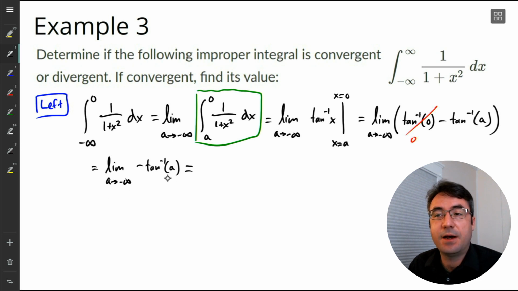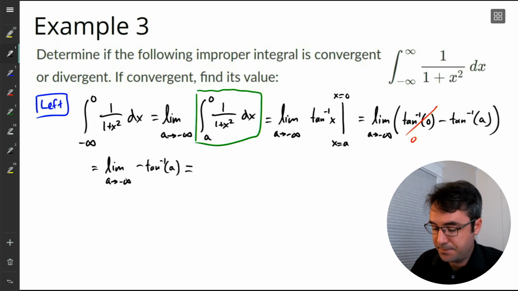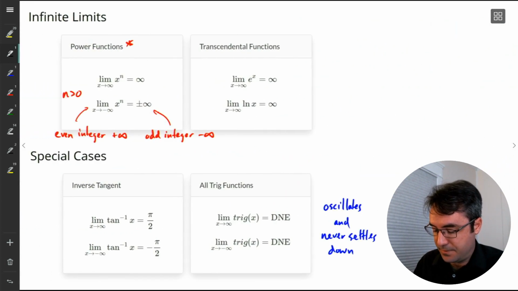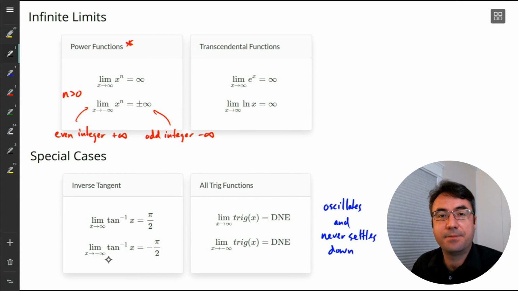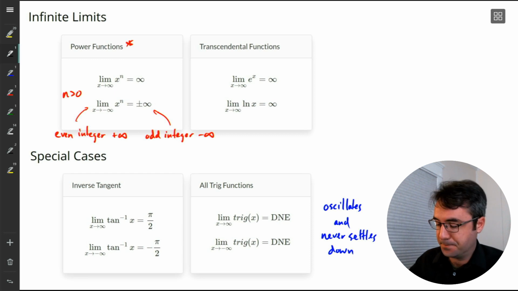So what is the limit of inverse tan of a as a approaches minus infinity? Well, what is it? Let's look it up. Maybe we remember it, but in case we forgot, the limit of inverse tan as you move to the left, as x approaches minus infinity, is negative pi over 2.